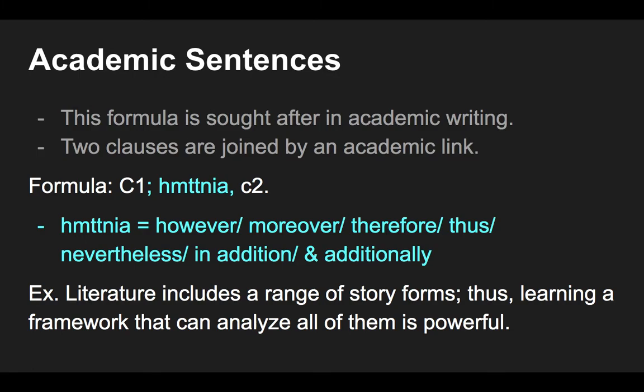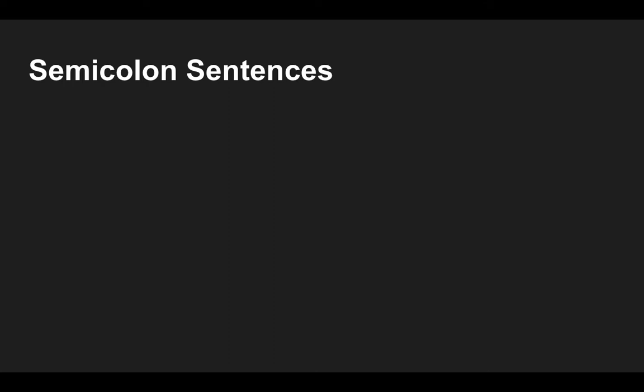Okay, so let's jump straight into the second structure we're looking at today. This is the semicolon sentences. And semicolon sentences are also a powerful way to fix one of the most common errors in sentence writing, and that's the comma splice. And we'll actually be looking at the comma splice when we start to learn about common errors. But this is just a little bit of a predictive tip. So let's check it out.